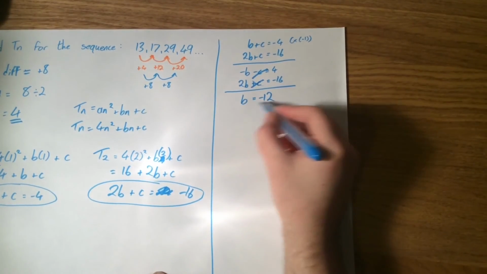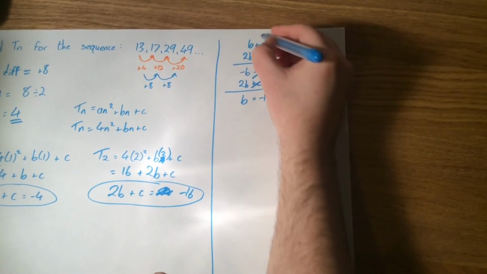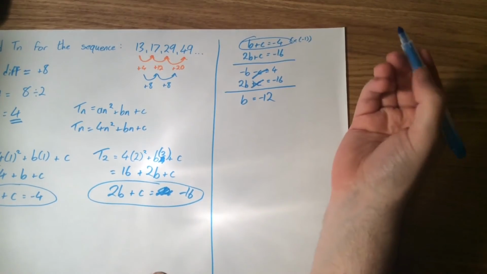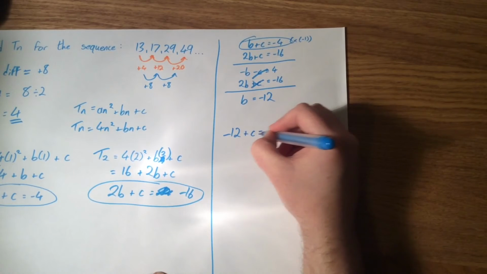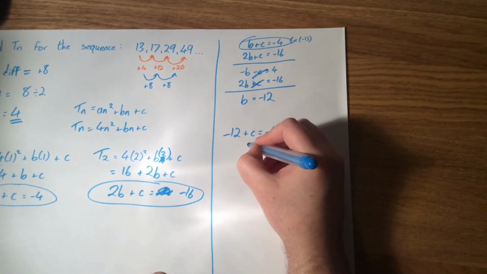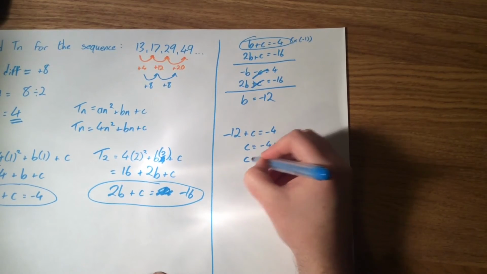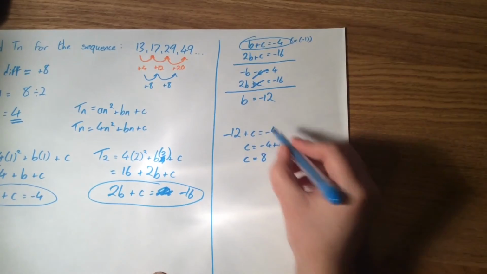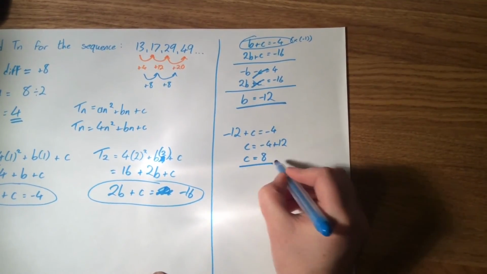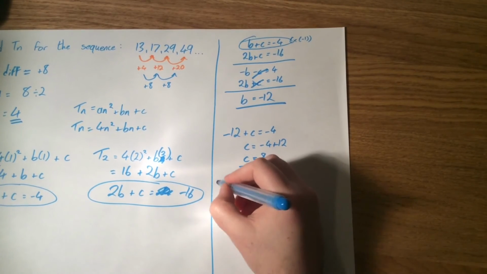Now that I have a value for b, I sub it back into either of these equations. I'll just start with this one because it's the easier one to put it into. So minus 12 plus c is equal to minus 4. So c is going to equal minus 4 plus 12. c is going to equal 8. So b is equal to minus 12, c is equal to 8, and I have my a, which I worked out earlier, which is equal to 4. Final answer.